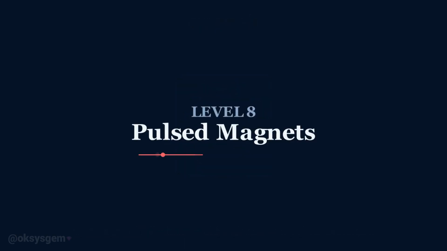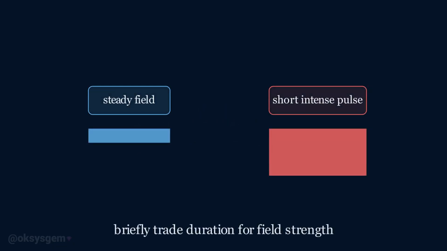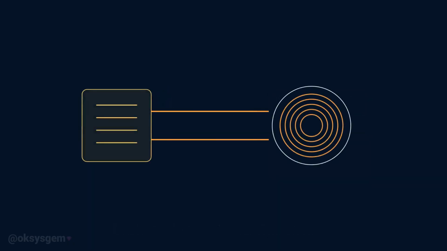Level 8. Pulsed magnets. For the strongest laboratory magnetic fields, engineers sometimes give up on keeping the field running continuously. Instead, they generate an enormous field for only a very short time. These are pulsed magnets. The basic principle is still electromagnetism. An enormous electric current is sent through a specially designed coil, creating an intense magnetic field. But rather than maintaining the current indefinitely, energy is released into the magnet in a short pulse.